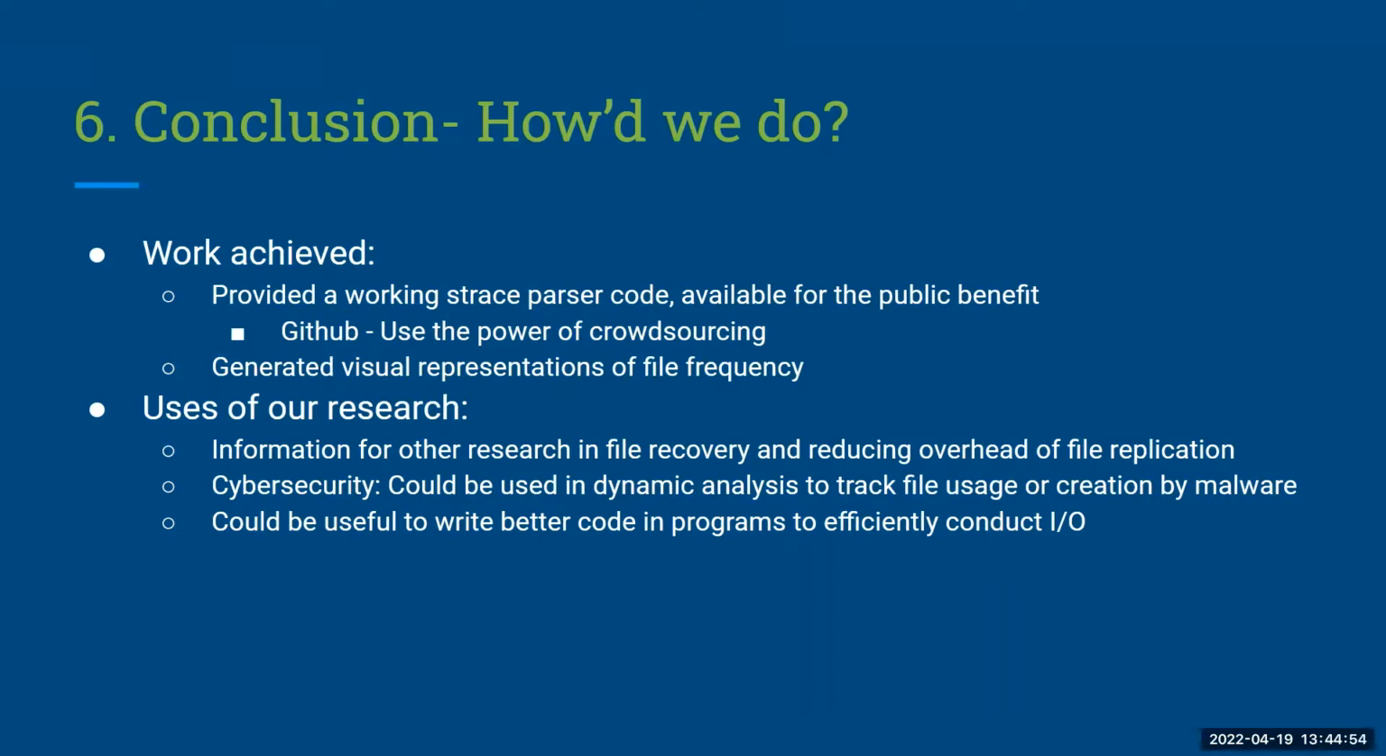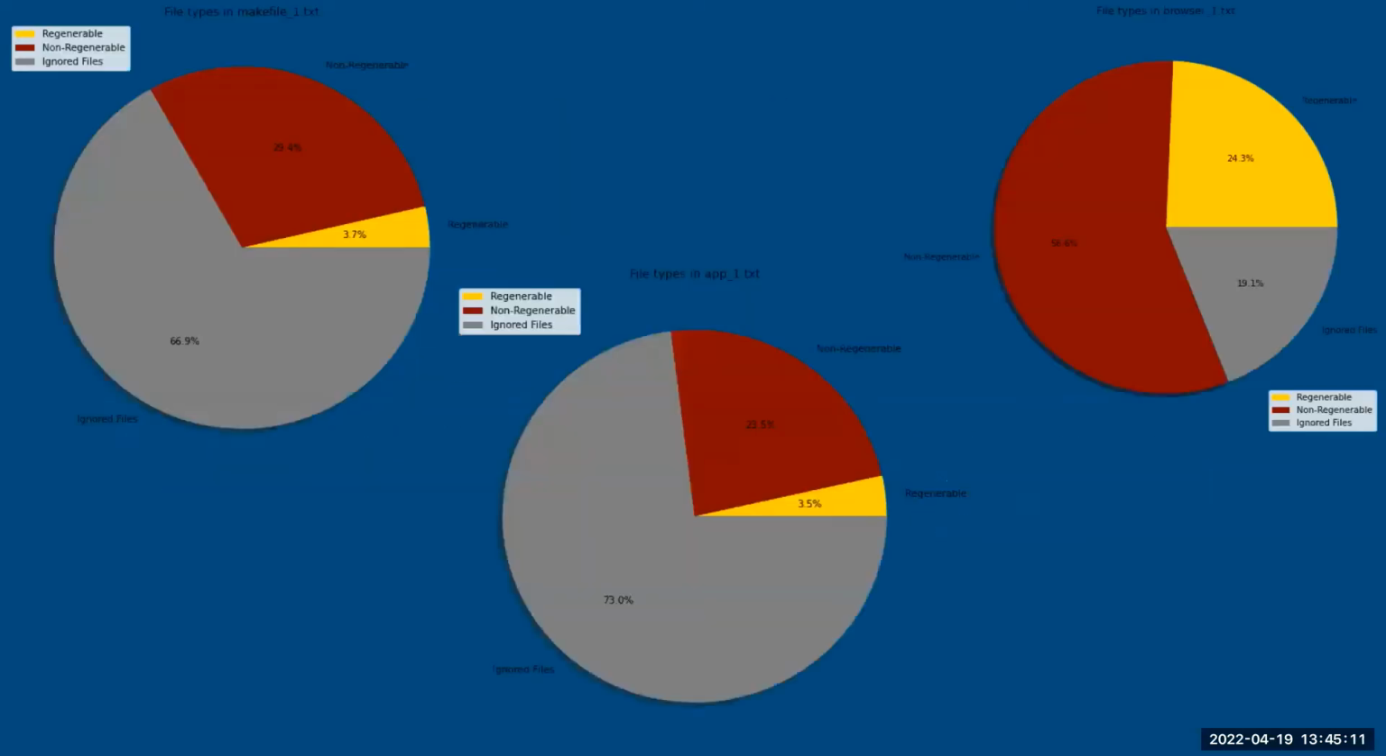And then possibly it could be useful to write better code and programs to efficiently handle IO. As we saw on the pie chart on the previous slide for the makefiles, there are a lot of failed calls to openat, and that's using a lot of system time, as in makefile 1. So we feel that this could help write better code at the higher level to spend less time making failed openat calls.